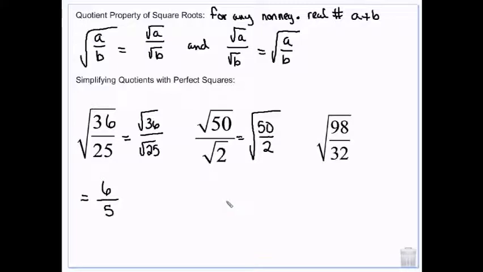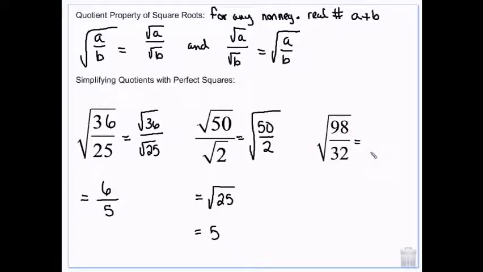So we can go both ways, right? I can take it apart if that makes more sense, or I can put it together if that makes more sense. Now the square root of 50 divided by 2 is the same thing as the square root of 25, which is 5. So see here, it makes more sense to take them apart. Here it makes more sense to put them together.